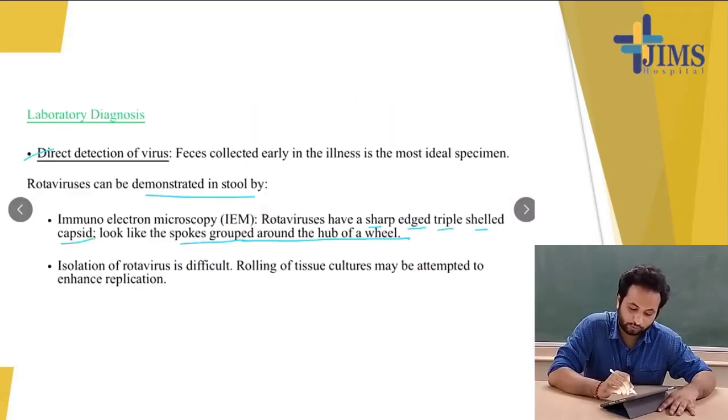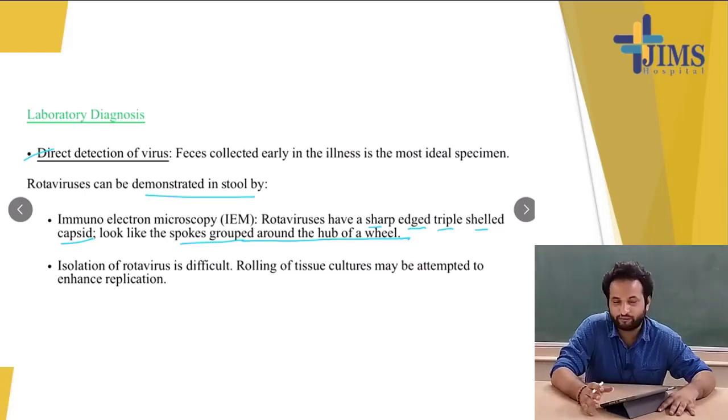So spokes grouped around the hub of a wheel. So that is the wheel-like appearance rotavirus has. So isolation of these viruses is very difficult. So rolling of tissue cultures is attempted to enhance the replication.